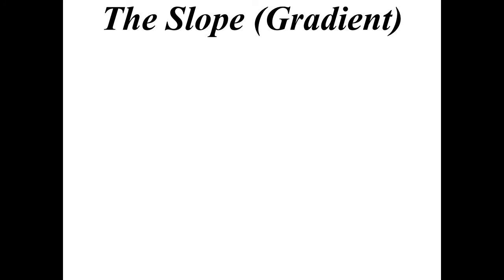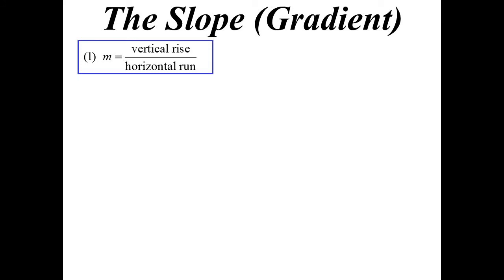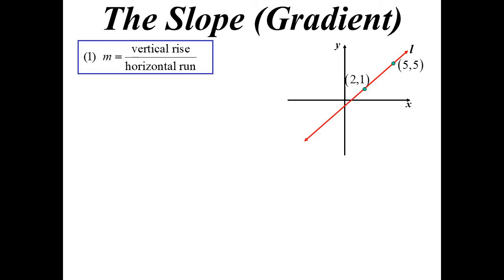The slope or the gradient of linear functions. How do we find it? There's different ways of finding it, of course. Rise over run, probably the first way we saw it. Here's a line. In case you need me to tell you, that's a line. There's a point (5,5) and another point (2,1).